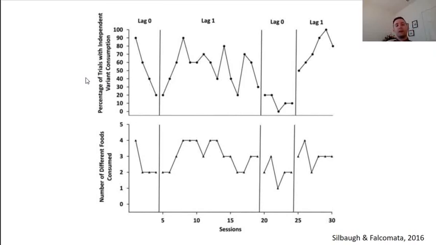the effects of a lag schedule of reinforcement on variability in food consumed by a boy with food selectivity and autism spectrum disorder. So I'll give you some background here. Autism spectrum disorder is a neurodevelopmental disorder characterized by social communication delays or deficits and restricted or repetitive or stereotyped behavior.